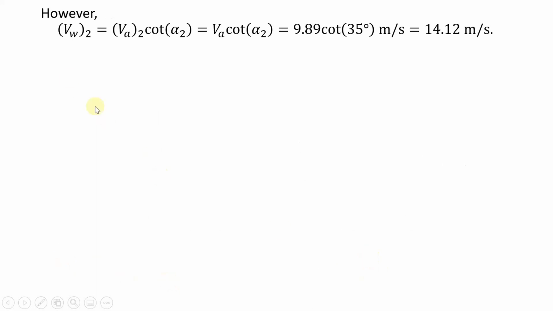However, from the inlet velocity triangle, we know that the whirl velocity component at the blade inlet is Vw2 equal to Va2 cot alpha 2. However, Va2 is equal to Va3 is equal to Va. And then we obtain the whirl velocity component at the inlet of the rotor as 14.12 meter per second. Please note that Vw3 is 0 as mentioned in the problem itself.